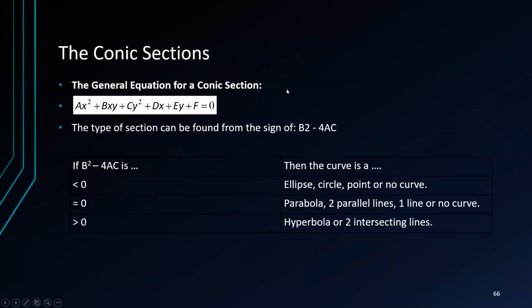The general equation for a conic section is Ax squared plus Bxy plus Cy squared plus Dx plus Ey plus F is equal to 0. So, the type of section can be found from the sign of B squared minus 4AC. If B squared minus 4AC is less than 0, this is an ellipse, circle, point, or no curve. Equal to 0, this is a parabola, parallel lines, or one line, or no curve. Greater than 0, hyperbola, or two intersecting lines.